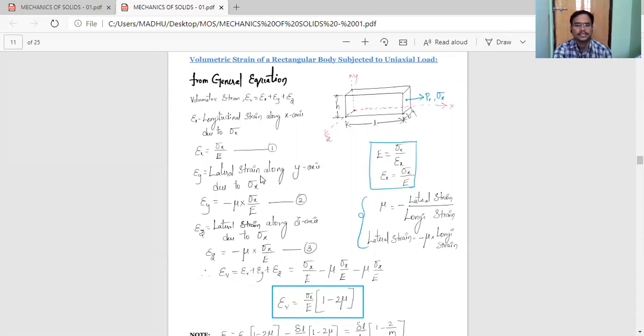Now epsilon y is the lateral strain along the y axis due to sigma x. We get the expression from the Poisson's ratio: mu is equal to minus epsilon y by epsilon x, where epsilon x is the longitudinal strain. So epsilon y is equal to minus mu into sigma x by E. This is the second expression. Epsilon z is the lateral strain along the z axis, also minus mu into sigma x by E. It is the third one. Now epsilon v is given by epsilon x plus epsilon y plus epsilon z, and the final expression we got is sigma x by E into 1 minus 2 mu.